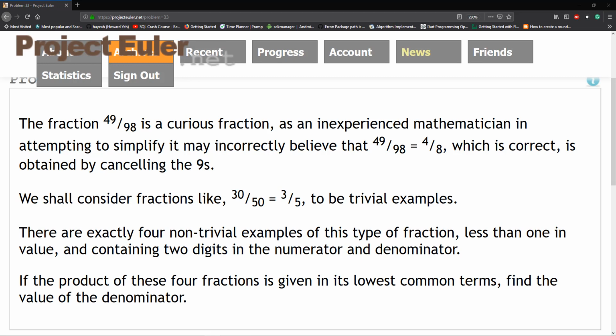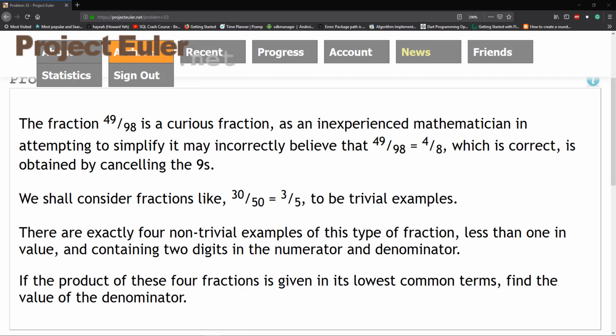We should consider fractions like 30 divided by 50, which is going to equal 3 divided by 5, to be trivial examples. There are exactly 4 non-trivial examples of this type of fraction, less than 1 in value, and containing 2 digits in the numerator and denominator. If the product of these 4 fractions is given in its lowest common terms, find the value of its denominator.